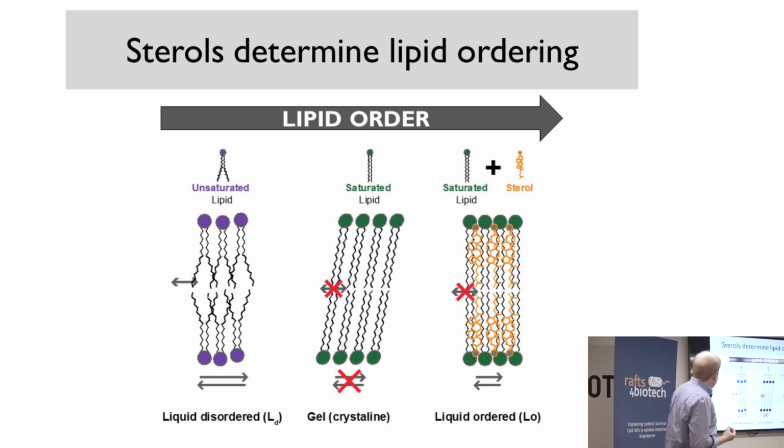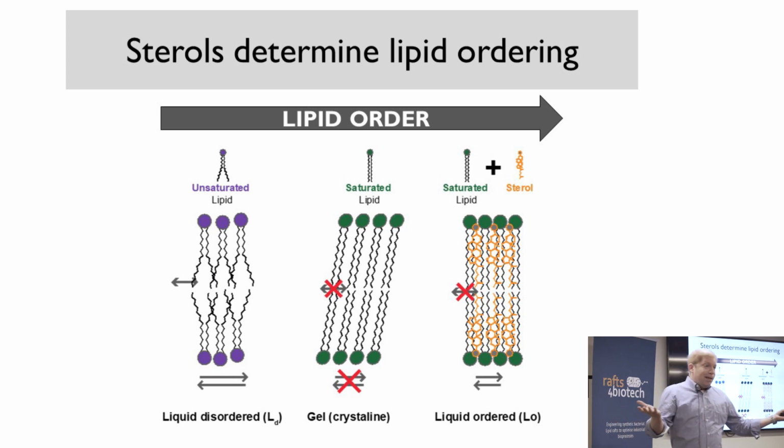And the thing is, as you go from left to right, these become more ordered and less fluid. And the problem is, in a cell, if you go from this phospholipid and you start removing double bonds, which increases the order, eventually you'll end up with a gel phase, and that's where life stops.